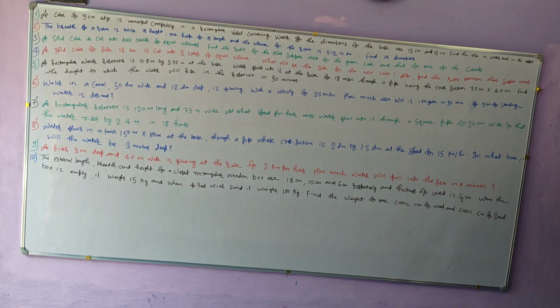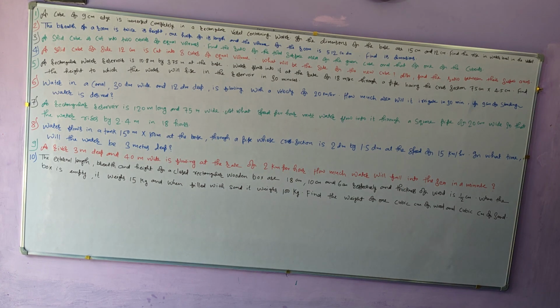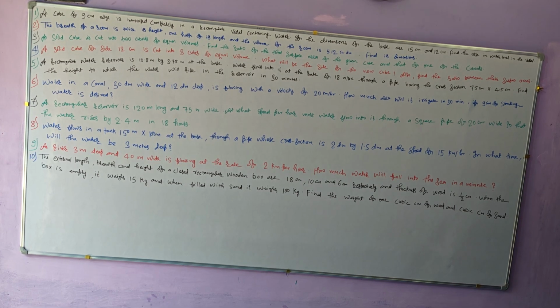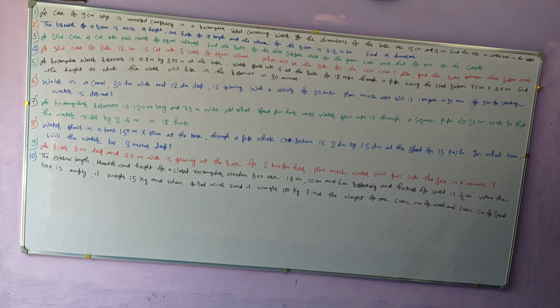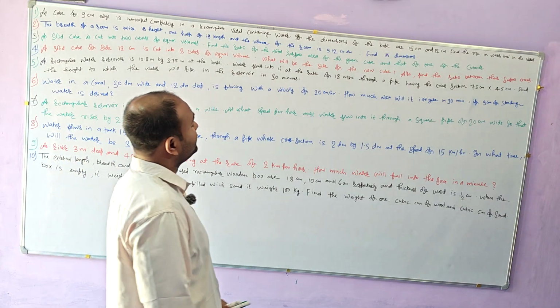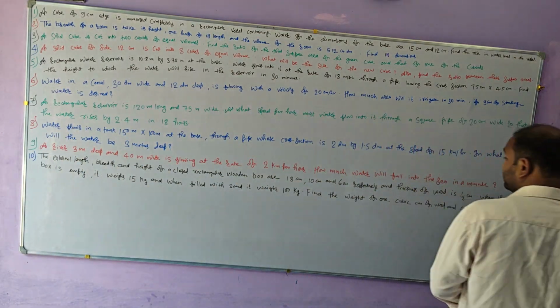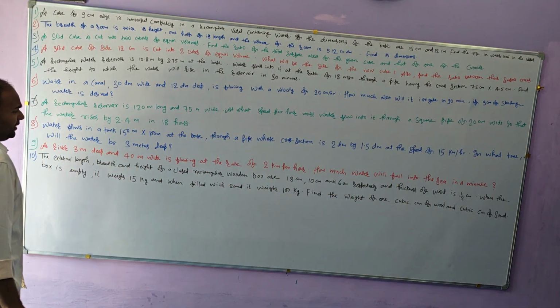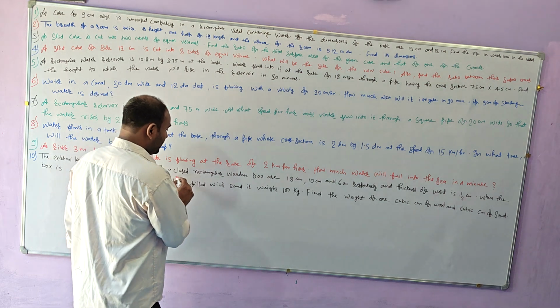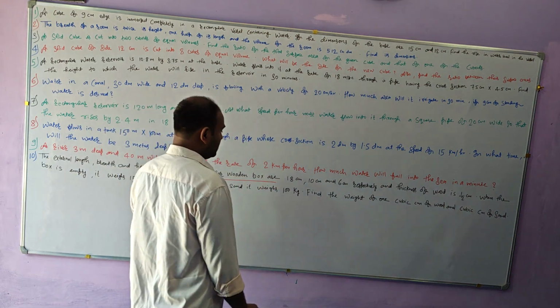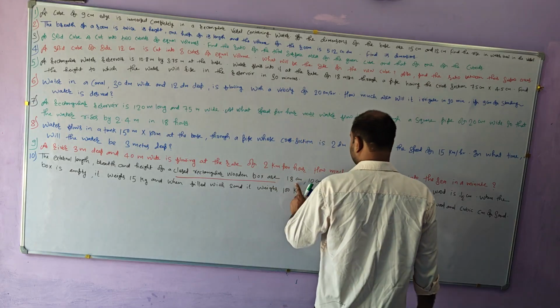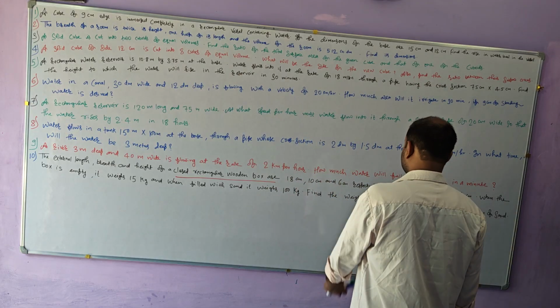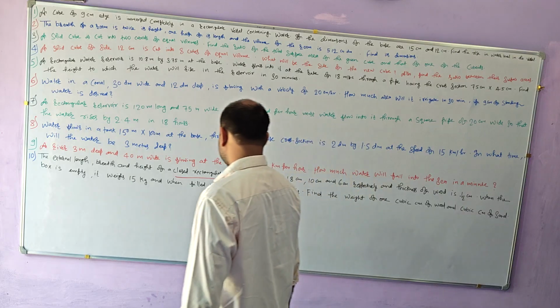Today we have 10 questions of surface area and volume, and all are R.D. Sharma questions, class 9. The external length, breadth and height of a closed rectangular wooden box are of dimension 18 centimeter, 10 centimeter and 6 centimeter respectively.